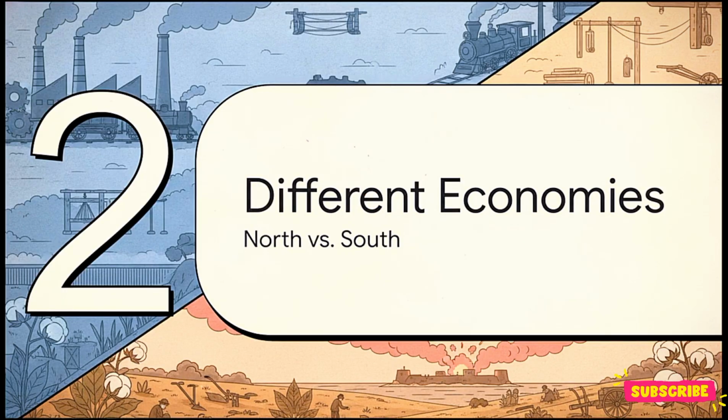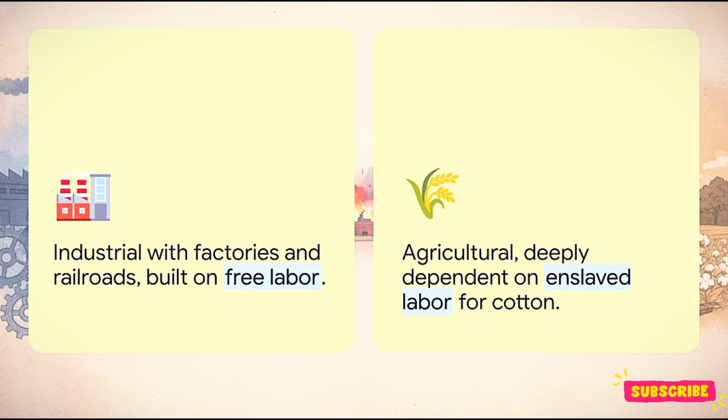Moving right along to Section 2, two very different economies, North versus South. It's absolutely vital to emphasize right out of the gate that the American Civil War didn't just happen overnight. It was the result of a massive, decades-long pressure cooker. By the mid-1800s, the northern and southern states hadn't just grown apart politically, they were living entirely different realities.